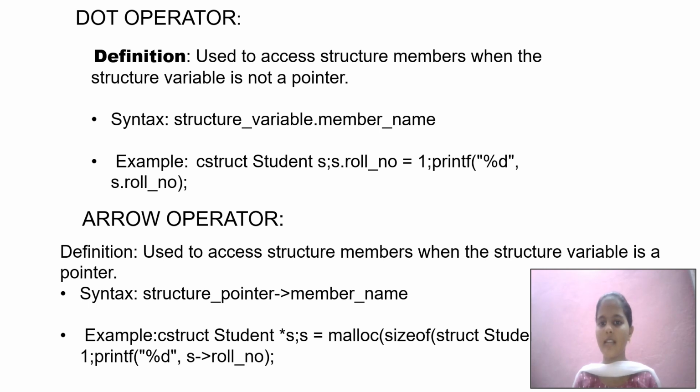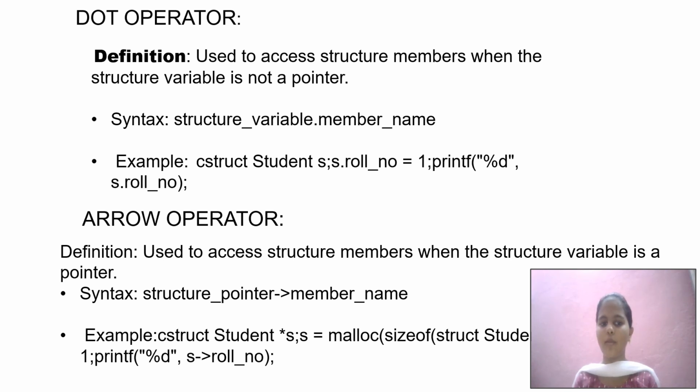And here is the example in C. We should start with the struct keyword and student, and roll number should allot roll number. To give output, here we use printf function, and percentage d because it is marks of integer data type.